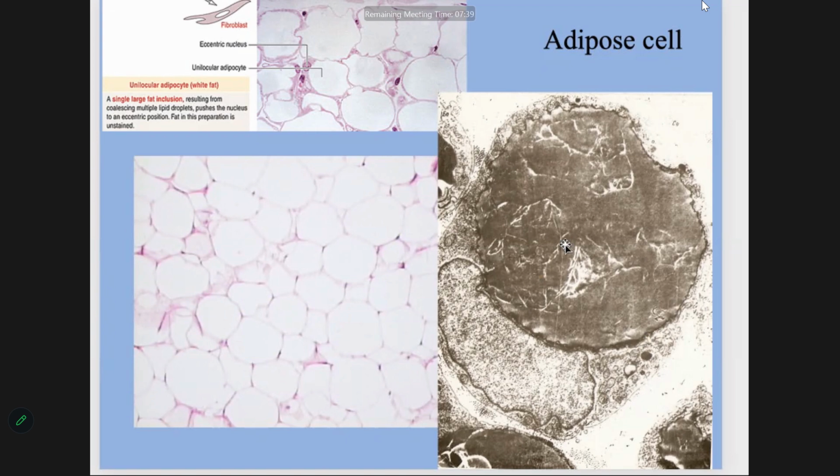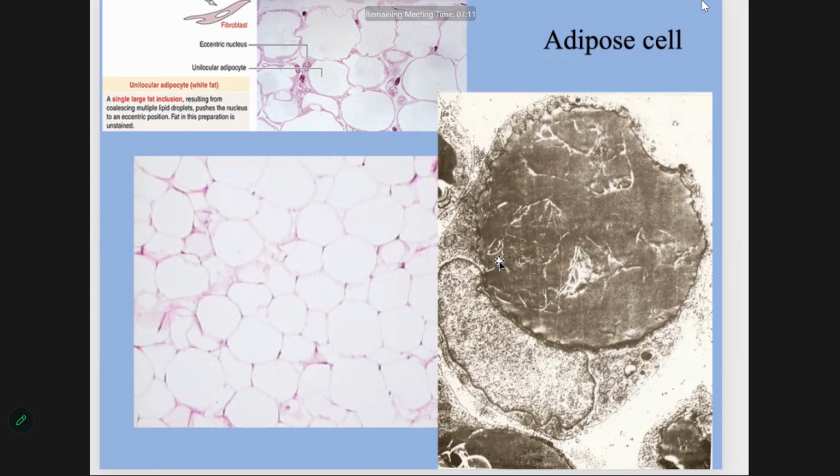The main function of the cell is storage and depot of fat, storage and depot of water, also depot of vitamins, which are diluted into the fats. A, D, E, K, all these vitamins are stored in the cytoplasm of adipose cells.